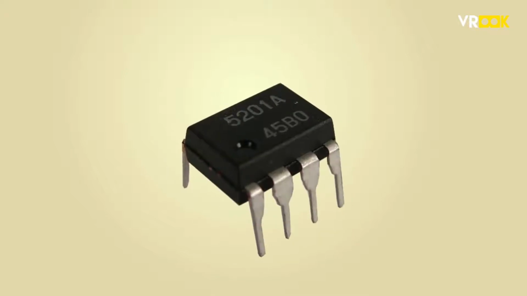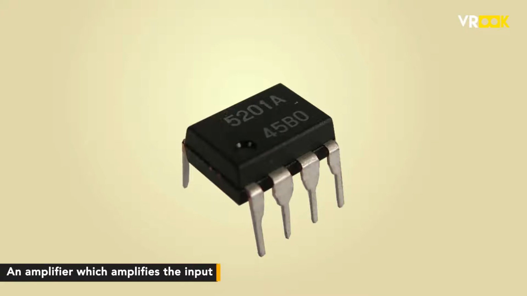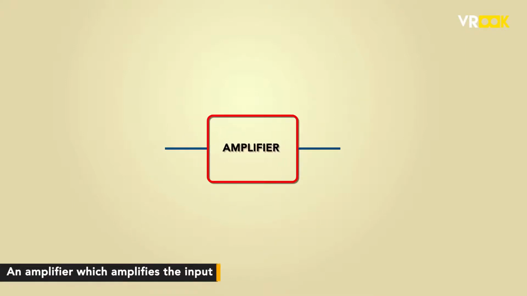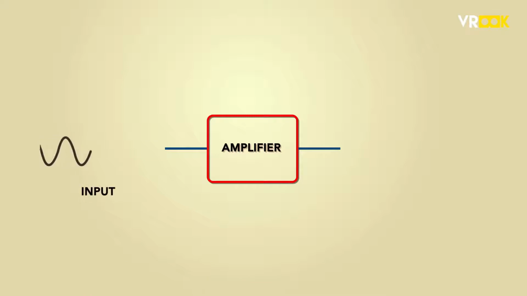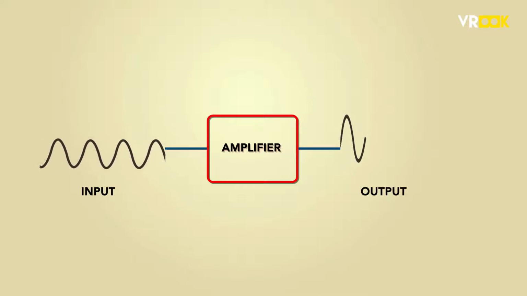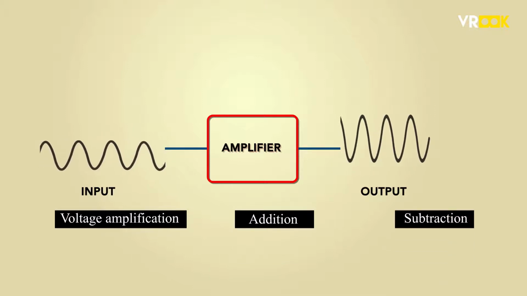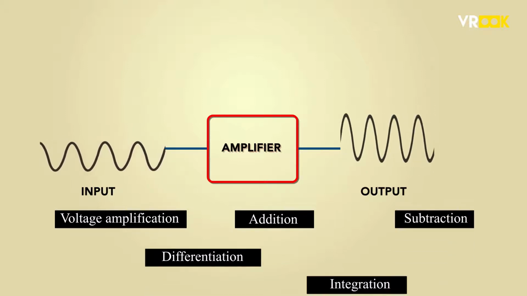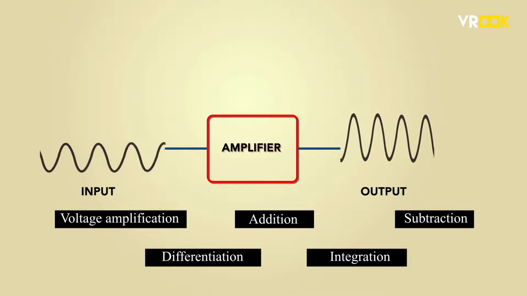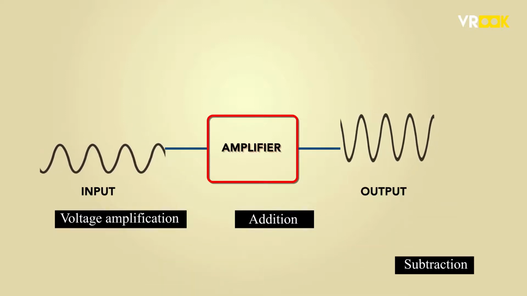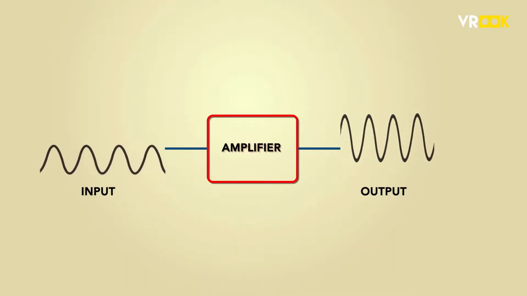Operational amplifiers are the basic building blocks of analog electronic circuits. It is basically an amplifier which amplifies the input. If you apply some voltage or current at the input, it will be amplified at the output. Using this amplifier, you can conduct different operations such as voltage amplification, addition, subtraction, differentiation, and integration. As you can conduct all these different operations, it is called an operational amplifier.